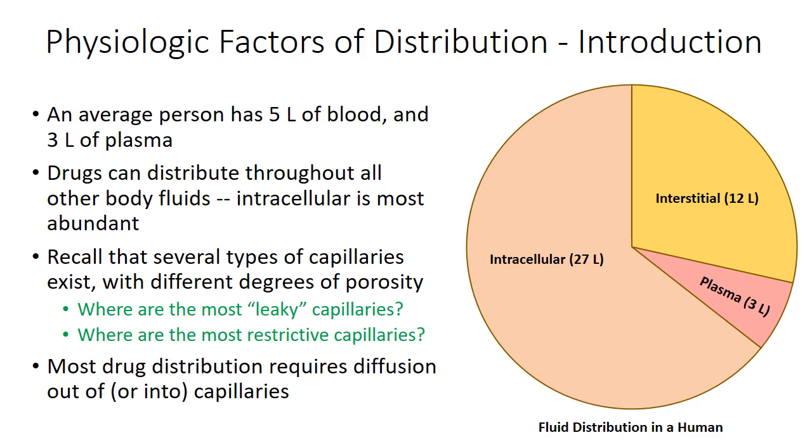Most drug distribution requires diffusion out of or into capillaries. So that's the important point, and the reason why I'm talking about capillary porosity or permeability is that drug distribution doesn't occur without some leakiness in the capillaries, because all the drugs start off in capillaries, whether it's going from the portal vein to the sinusoids in the liver, which are capillaries, or if you have an IV drug, then it's going through the rest of the body, and all those arterioles turn into capillaries at some point. So it has to distribute starting there.